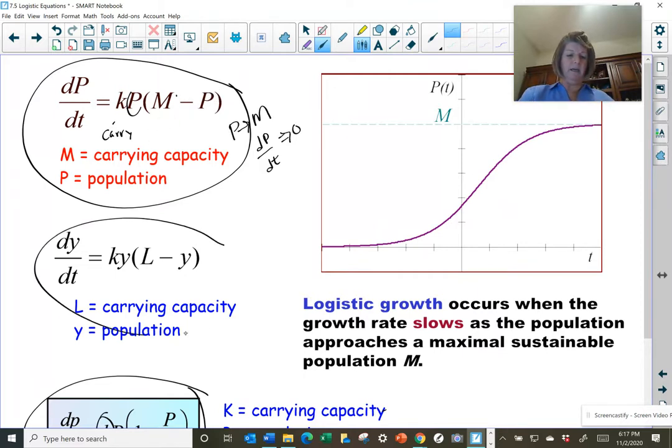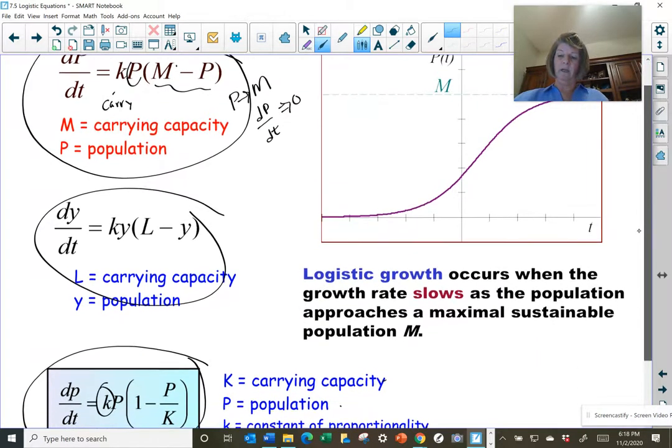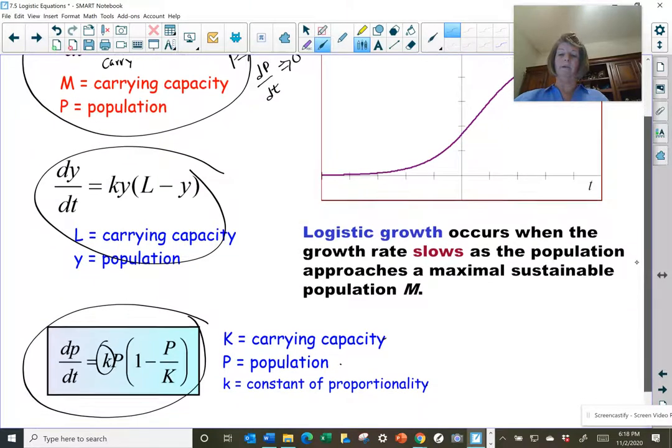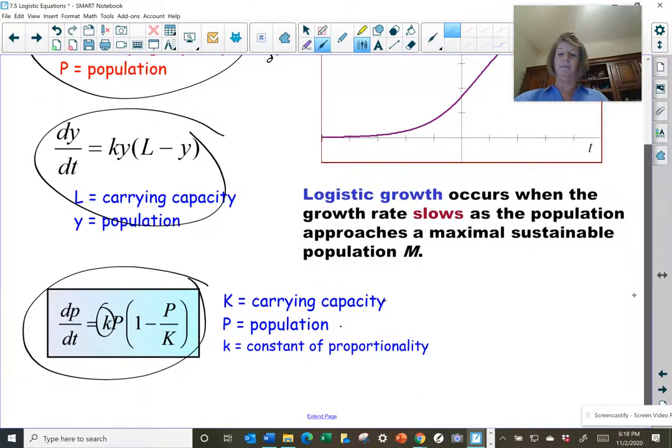This one, just different variables are really going on in that, where y is the population. So I think through analysis you can figure out what's going on. Logistics curve. Growth occurs when the rate of growth slows as the population approaches the maximal sustainable population. Moving on.